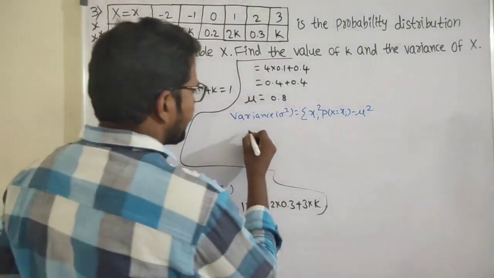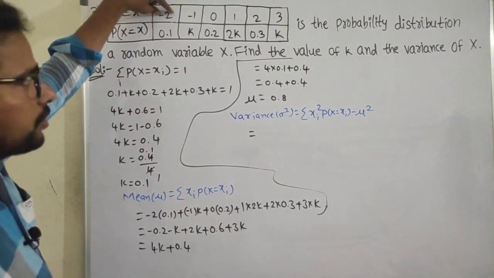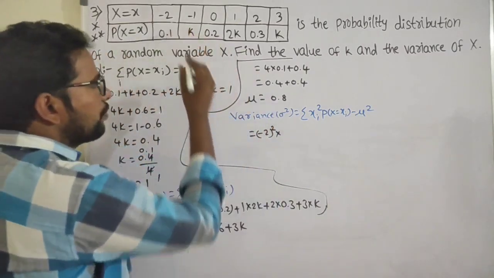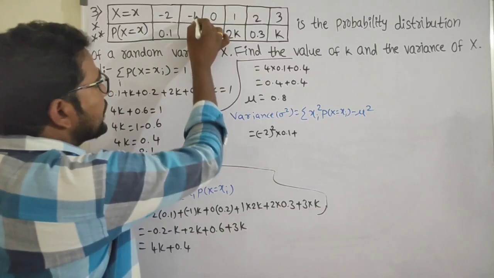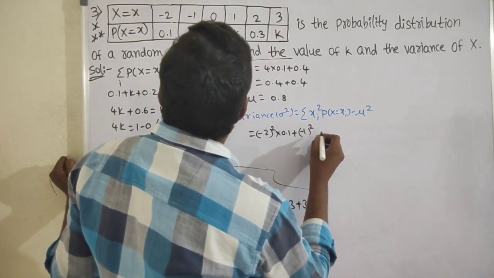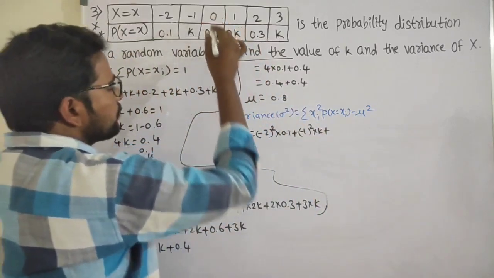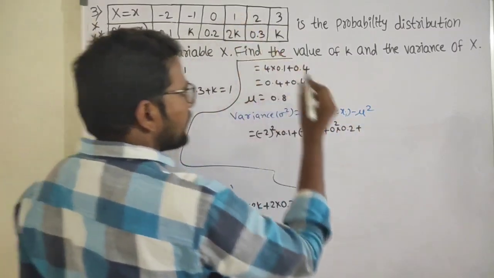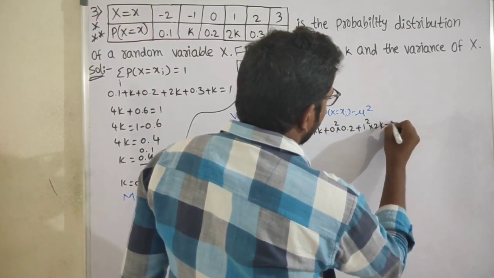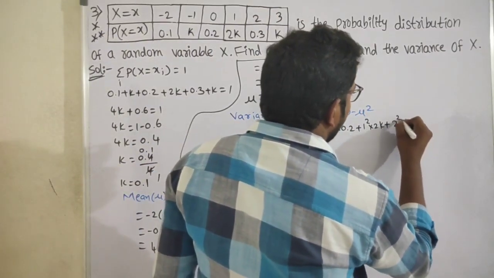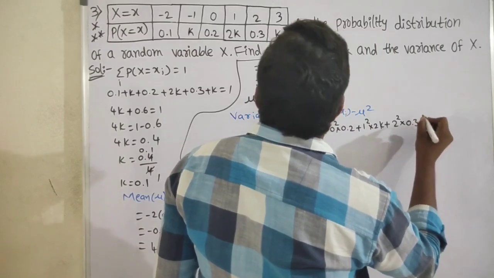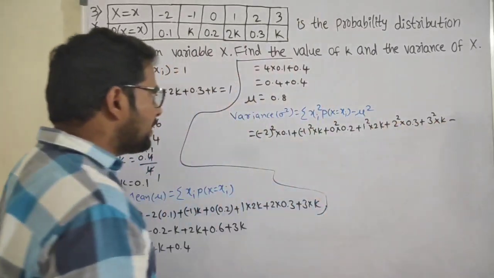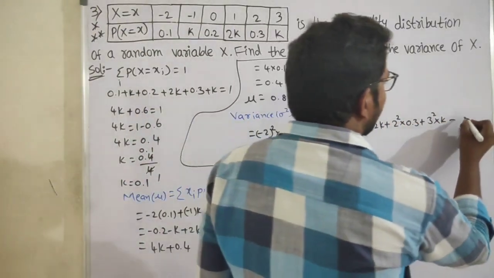Now substitute the values. Take (-2) square into the probability of -2, 0.1, plus (-1) square into the probability of -1, which is k, plus 0 square into 0.2, plus 1 square into 2k, plus 2 square into 0.3, plus 3 square into k, minus mu square. Mu is 0.8, so 0.8 square.